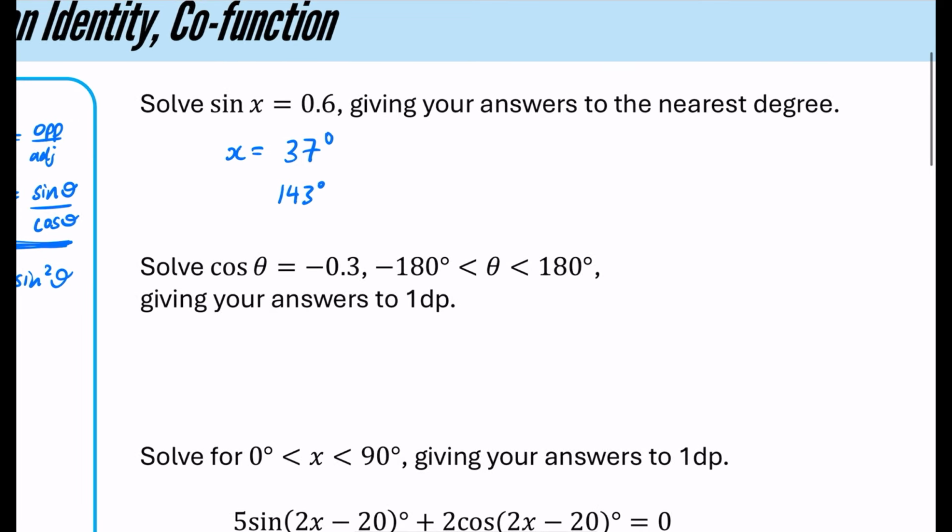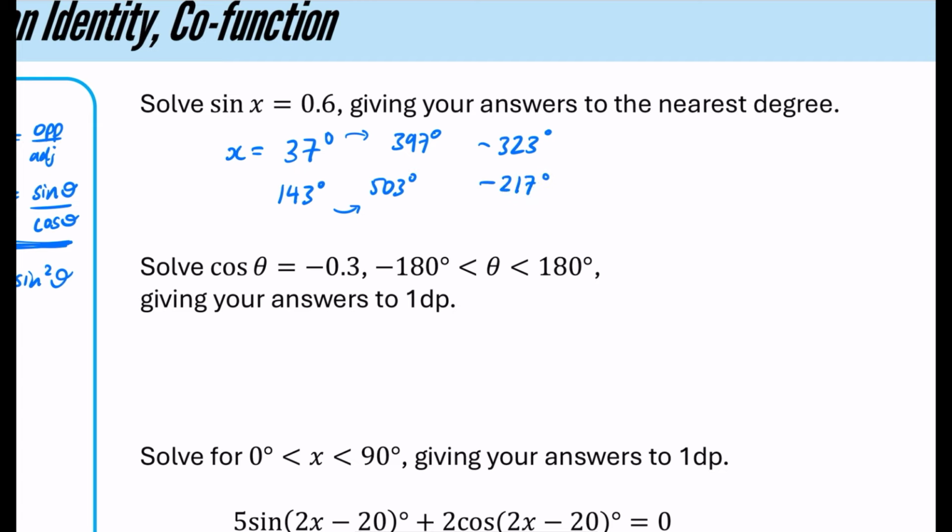Now, I've deliberately not given a range of values here just to explore what we could do. So we've got these two streams of answers. All you can do now, if you want to, is add 360 to both of them. So if I add 360 to that bottom one, I get 503 degrees. That's a solution. If I do 37 plus 360, I get 397. If you wanted to, you could take these initial ones and take away 360. So 37 minus 360 is minus 323, which is also a solution. And then we could do 143 minus 360. Minus 217 is also a solution.